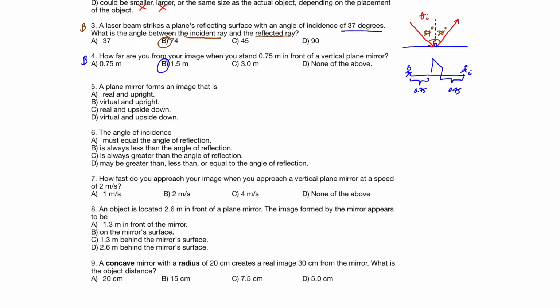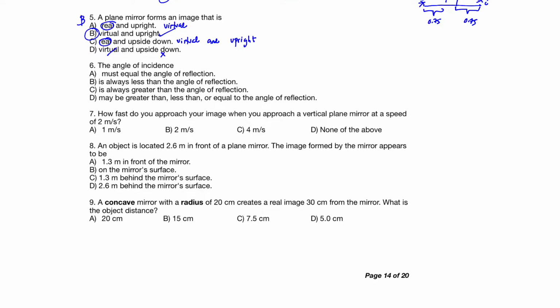And for number 5, a plane mirror forms an image that is real and upright? No, it produces a virtual image and an upright one. Virtual and upright, check. Real and upside down, no. That is actually virtual, same size and upright, not upside down. Virtual and upside down? No. Yes, check, virtual, but it is upright. So the answer here is letter B. Next, for number 6, the angle of incidence must be, yes, letter A, equal to the angle of reflection, for the law of reflection. So number 6 is letter A.